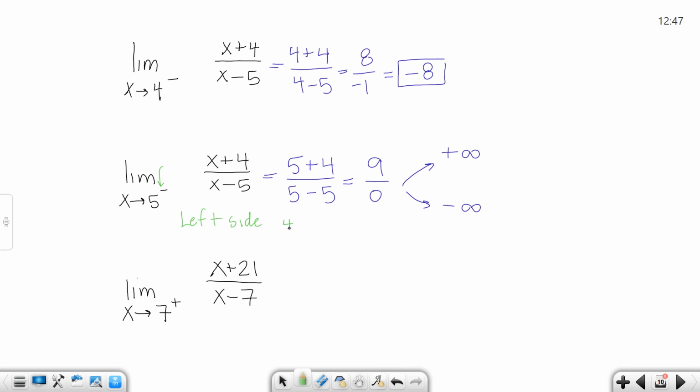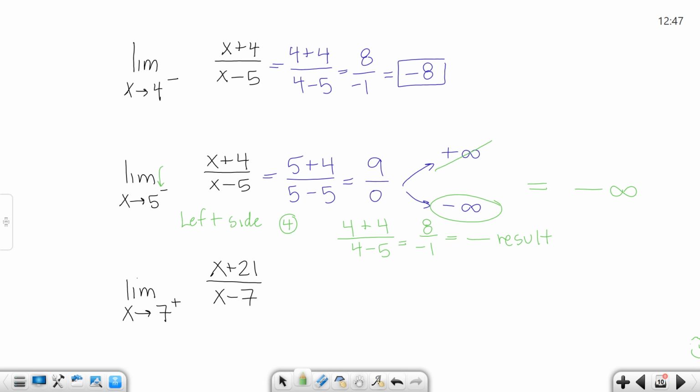On the left side of 5, I have the number 4. So plug in 4. 4 plus 4 over 4 minus 5. That gives me 8 over negative 1. Okay, I don't care about the value, I care about the sign. This is a negative result. Since it's a negative result, that means it's going down, and my answer is negative infinity.